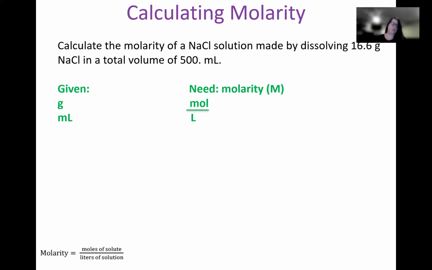In this problem, we're just going to calculate molarity. It says calculate the molarity of a sodium chloride solution made by dissolving 16.6 grams of sodium chloride in a total volume of 500 milliliters.